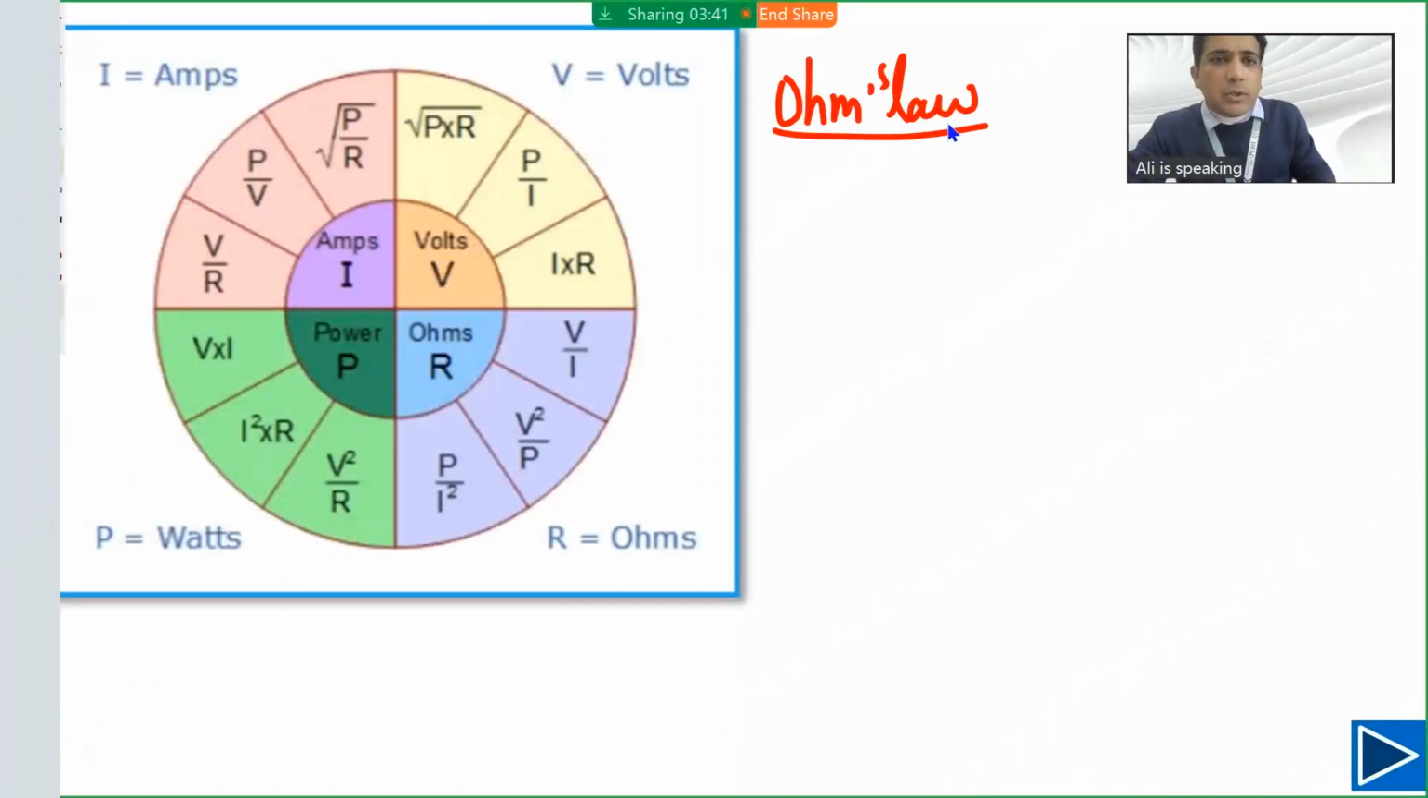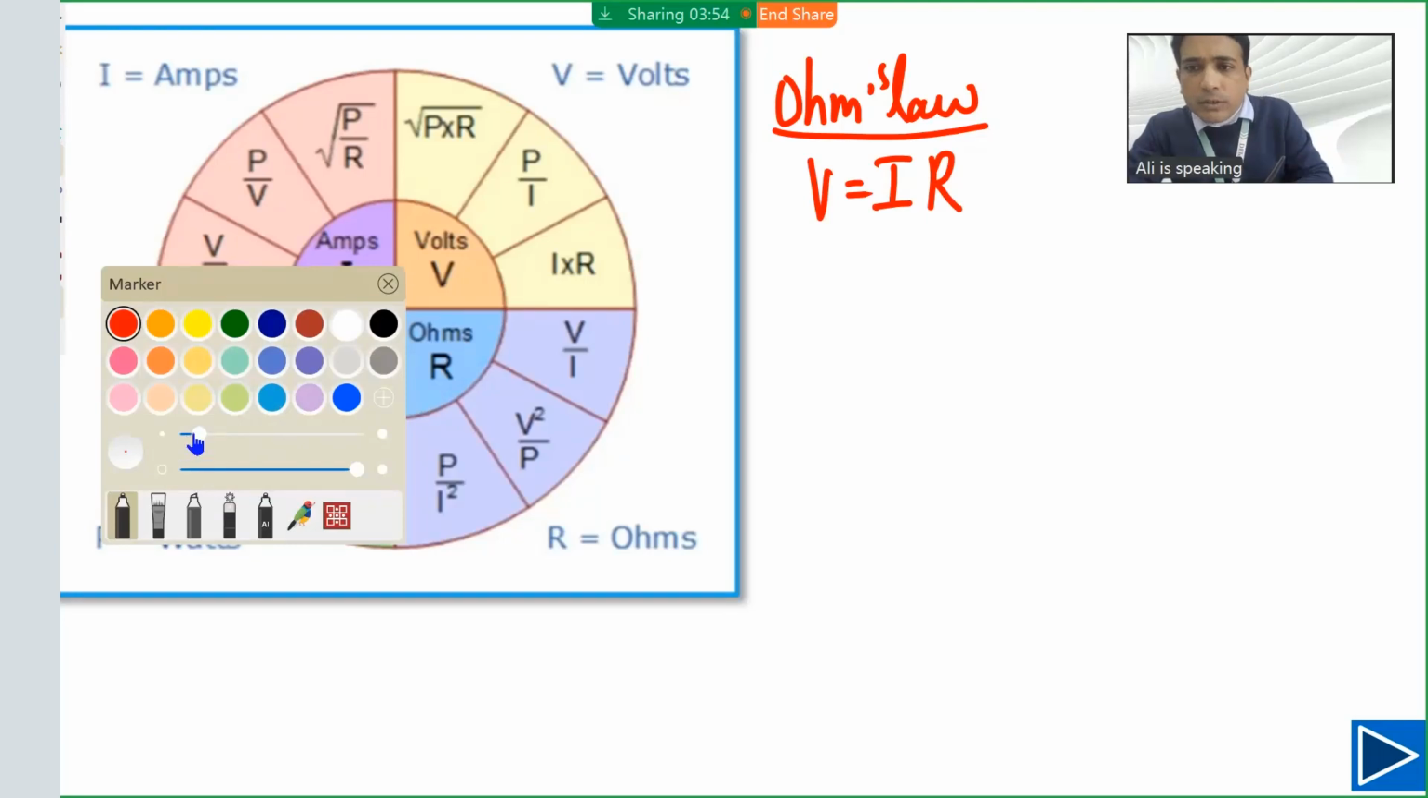For Ohm's law, you need to understand V is equal to I times R. So very common law we use for DC circuits. Let's try to understand a little bit about this law in detail, and then we will do past paper questions about Ohm's law.